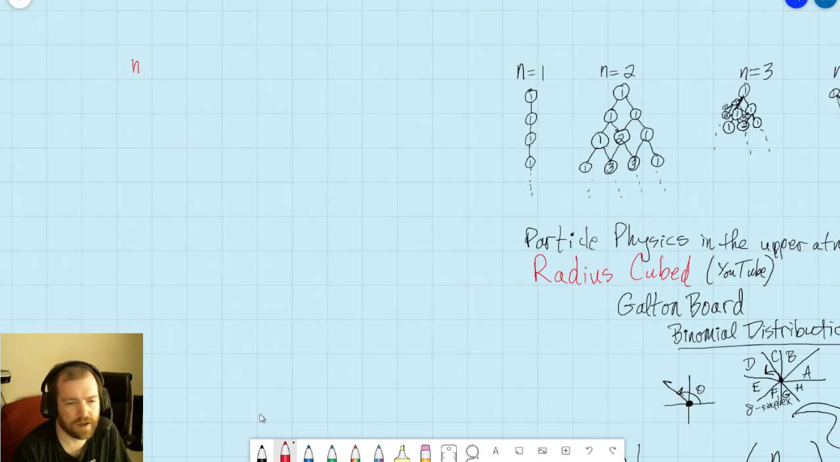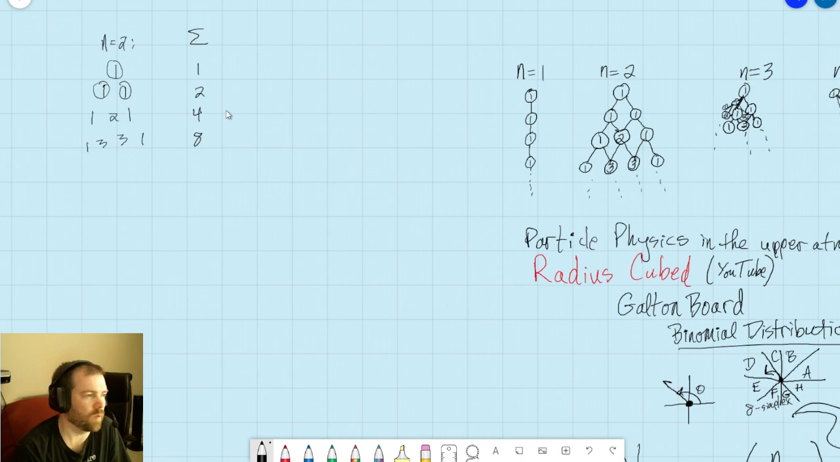All right, so for n equals 2, we start with 1, and then we go with 1, 1, and then 1, 2, 1, 1, 3, 3, 1. So we know that at least for the ones that we see here, the sum of the entire row is going to be 1, 2, 4, and 8. So we only need technically one row for that to be true, but come on, let's at least try to show that it's going to work.